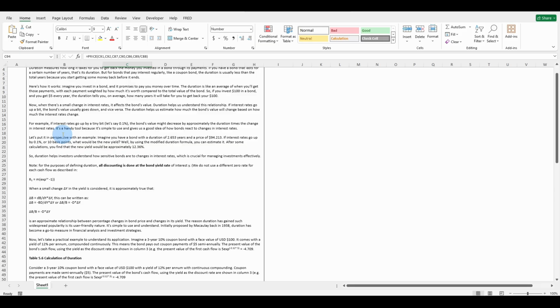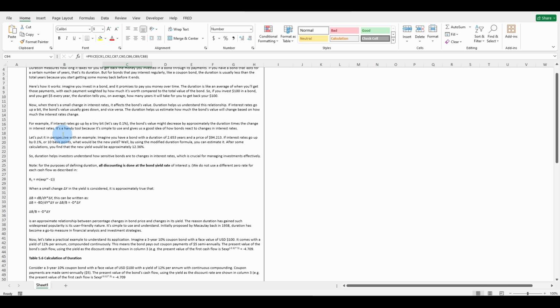The duration helps investors understand how sensitive bonds are to changes in interest rates, which is crucial for managing investments effectively. Note, for the purposes of defining duration, all discounting is done at the bond yield rate of interest, Y. We do not use a different zero rate for each cash flow.